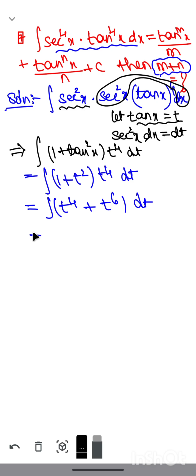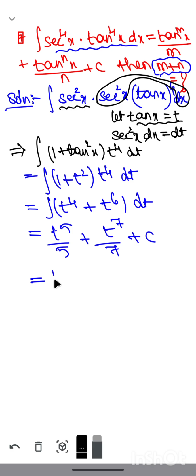When you find the integral of these two terms with respect to t, we get t to the power 5 divided by 5 plus, integration of t power 6 is t power 7 divided by 7, plus c. When we substitute back the value of t, we get tan power 5x whole divided by 5 plus tan power 7x whole divided by 7 plus c.